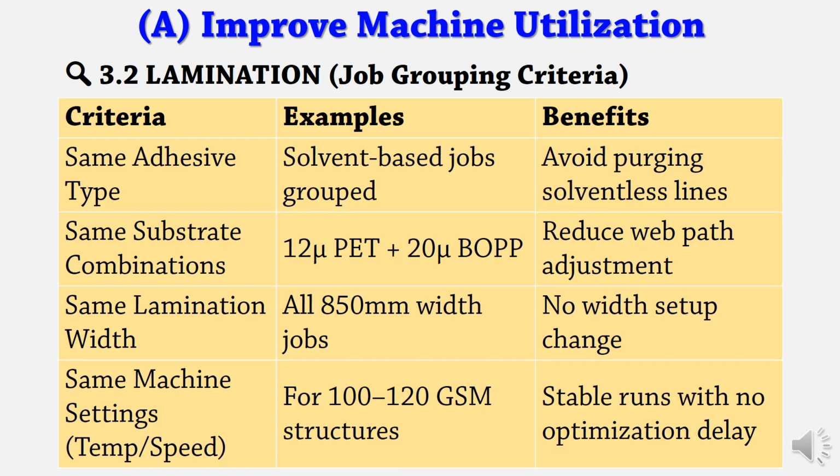In this slide, job grouping criteria are given for the lamination process. In lamination, same adhesive type can be combined, same substrate combinations can be combined, same lamination width can be combined, same machine settings can be combined. The examples and benefits are there in the slide. Please go through the same.